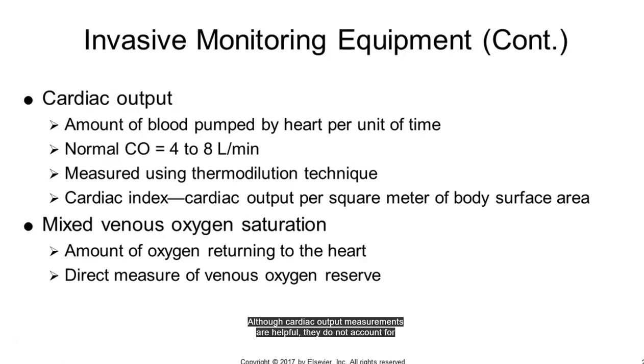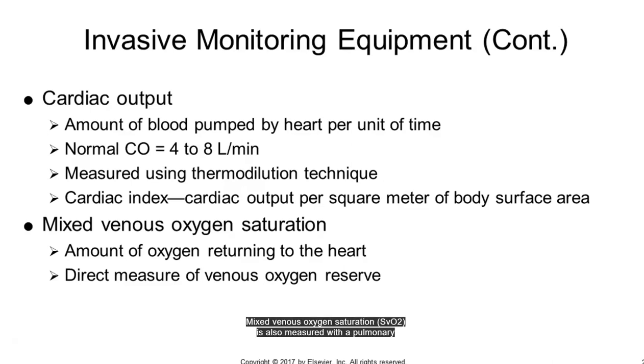Although cardiac output measurements are helpful, they do not account for a patient's specific cardiac output needs with respect to body size. The calculation of cardiac index takes care of that issue and is determined by dividing cardiac output by the patient's body surface area. The normal range is between 2.5 to 4 liters per minute per meter squared. A cardiac index of less than 2.2 liters per minute per meter squared indicates cardiogenic shock.